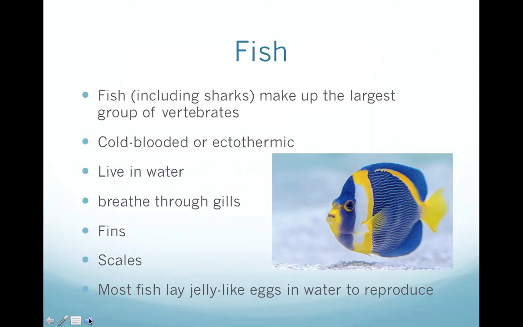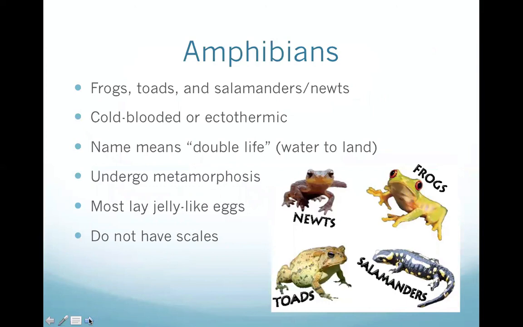It's all about surviving. So these animals are surviving, reproducing, making young through those jelly-like eggs, of course, laid in the water. Our next category is amphibians, which are made of frogs, toads, and salamanders. Newts are actually a type of salamander, but sometimes people like to just say frogs, toads, salamanders, and newts, but newts, salamanders, same category. Amphibians are all cold-blooded, or what's that scientific word? Ectothermic. The name amphibian actually means double life, which is kind of a little fun fact there.